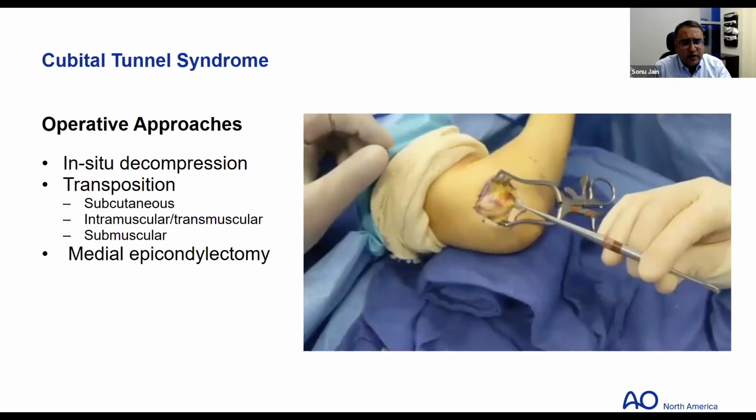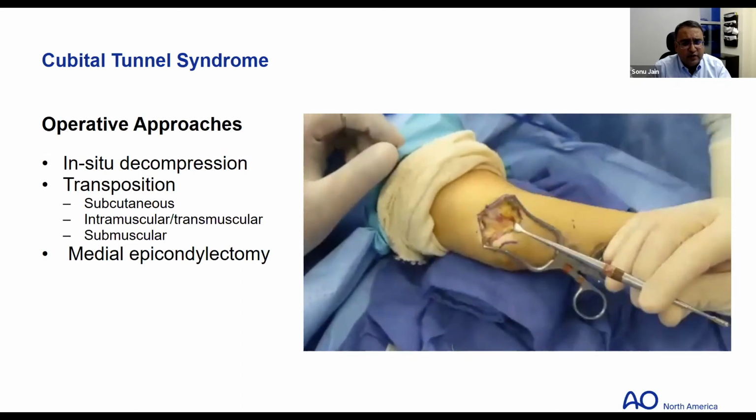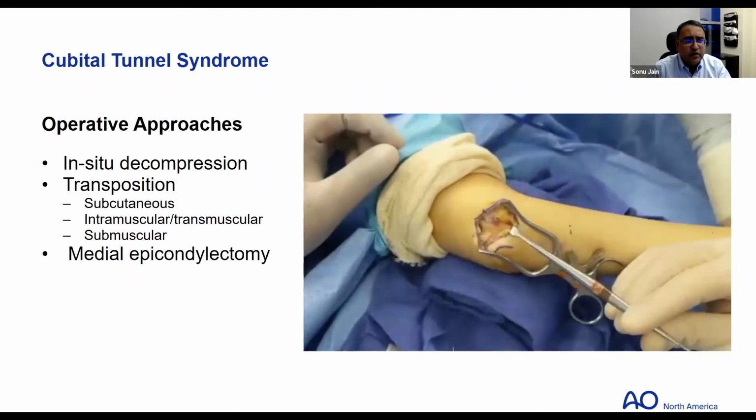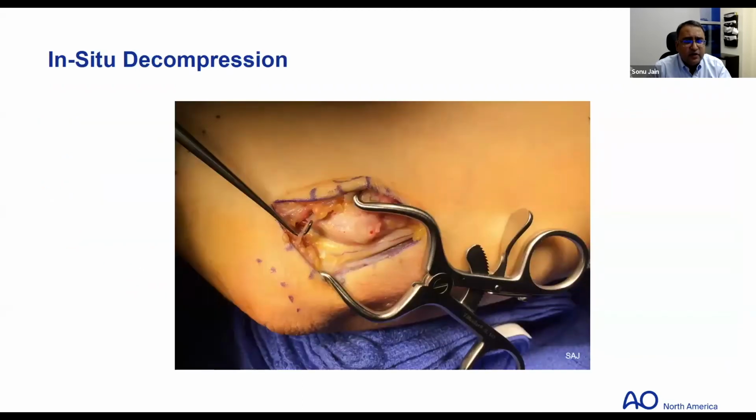But you can see here, this is just an elbow being flexed, showing an in situ release and no subluxation of that ulnar nerve. So in situ decompression, you can see the ulnar nerve is here in the medial epicondylar groove, and this retractor right here is showing a branch of the medial antebrachial cutaneous nerve that you want to preserve when you're doing these surgeries. So you can see that going to the skin there.